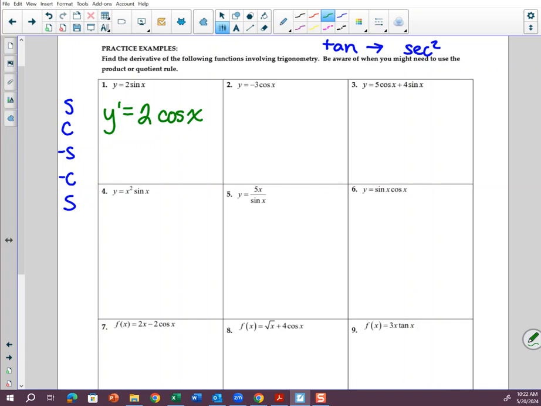Following that same logic, we can write the derivative of number 2 as negative 3 times negative sine x, or positive 3 sine x. Now you could think about that a couple different ways. You can do like I did and say, okay, I have a negative 3 and then the derivative of cosine is negative sine. Or you can kind of think of that all together as, well, this is a negative cosine, like right here on my chart. And so the result I'm going to get is a positive sine. Just kind of have to pick which way works best for you in terms of understanding it.